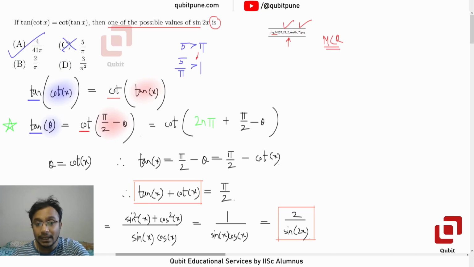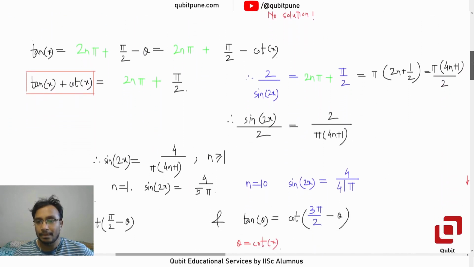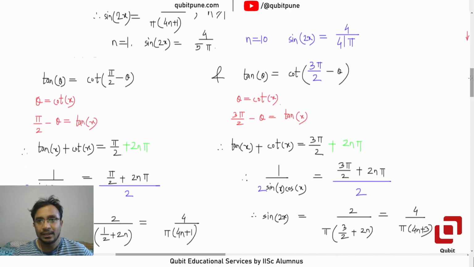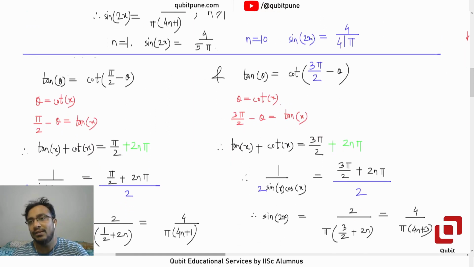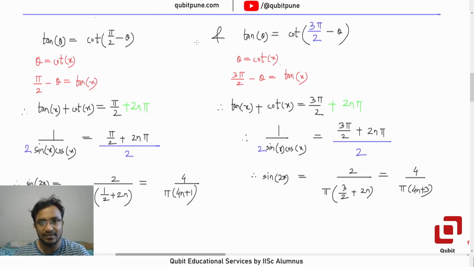Now we have done all of that, that's very good, but there's also one more connection that tan and cot share, and I will show that to you. See, this is our answer, that when n is equal to 10, sine of 2x is equal to 4 upon 41 pi, and the solution that we did is right on our left. Tan theta is equal to cot of pi by 2 minus theta, then we added 2n pi and we eventually got the solution.